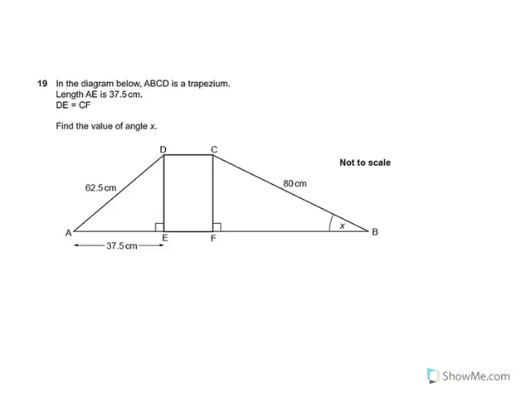Question 19. In the diagram below, ABCD is a trapezium. Length AE is 37.5 centimetres. DE equals CF. Find the value of X.